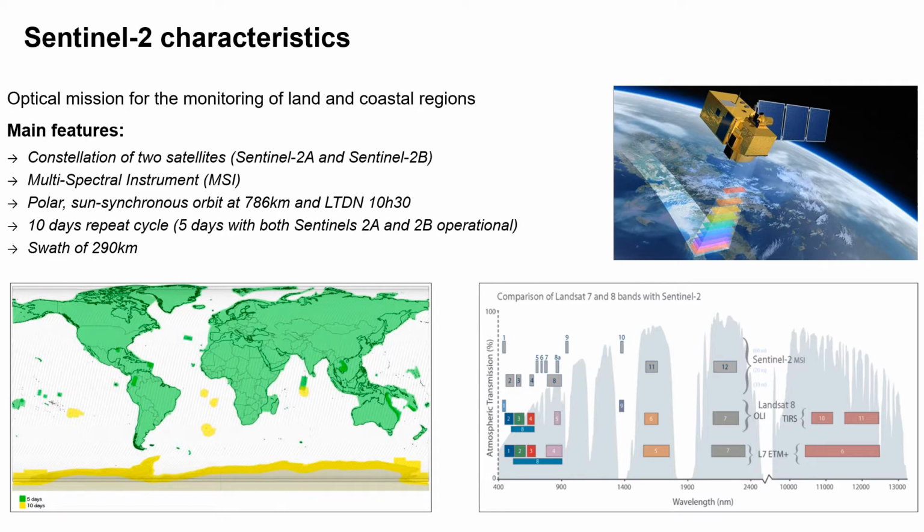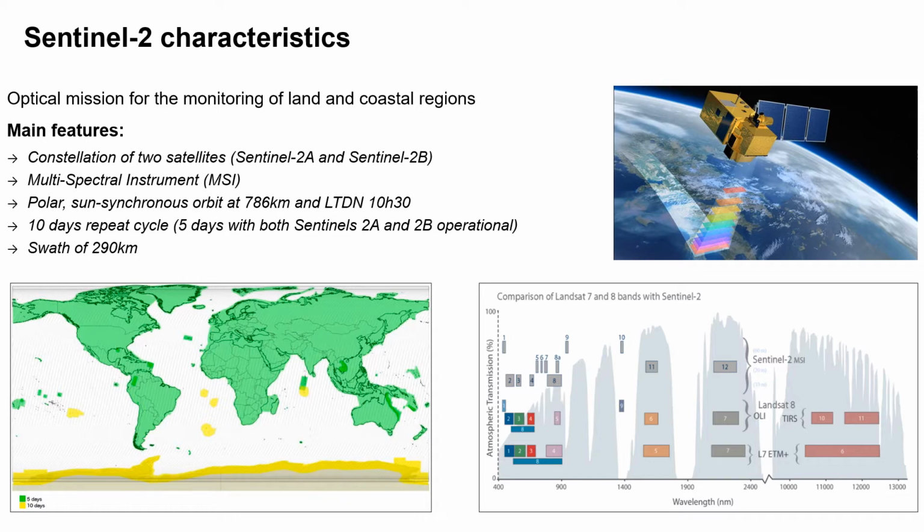On top of it, we have 3 bands at 60 meters, and these bands are mainly used for atmospheric and cirrus correction. If you compare Sentinel-2 to Landsat, the difference is that Sentinel-2 operates in the red edge, but we miss the thermal bands, which are present in Landsat. The spatial resolution in Landsat is 30 meters, and the revisit time is 16 days. The revisit time of Sentinel-2 at the equator is 5 days, with 2 satellites in the same orbit, with a swath width of 290 kilometers.